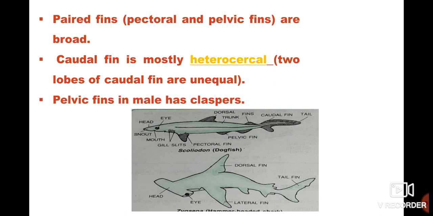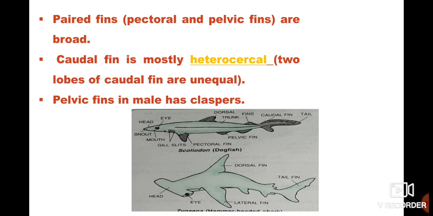Now what about the caudal fin? The caudal fin is mostly heterocercal in these chondrichthyes. Heterocercal means it is asymmetrical. Asymmetrical means in this caudal fin there are two lobes, but these two lobes are unequal. And the pelvic fin in the male also has claspers. One or two claspers are present in the pelvic fin of the male.